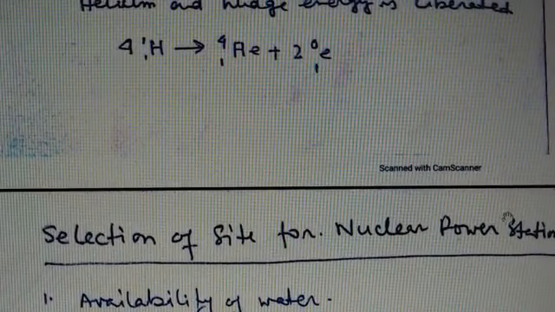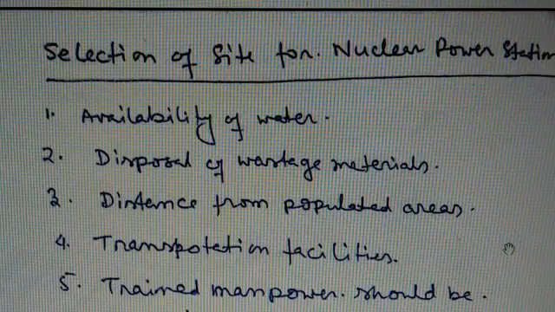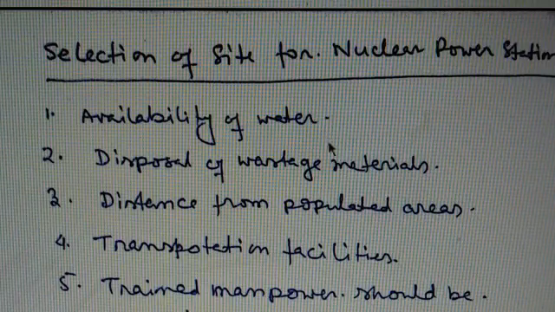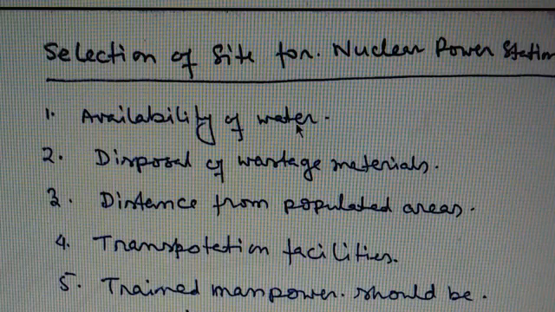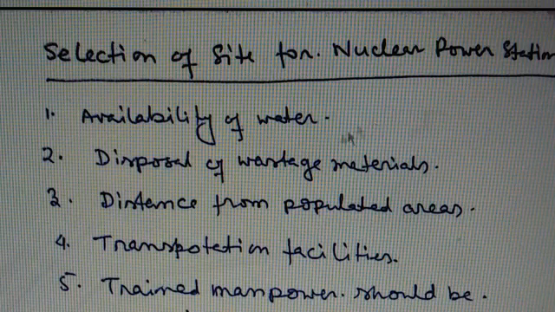Now the selection of site for a nuclear power plant. Before installation, some factors are required to be considered for the nuclear power plant. First, the availability of water. A huge amount of water is required for a nuclear power plant, so the power plant must be near a river side or seaside.